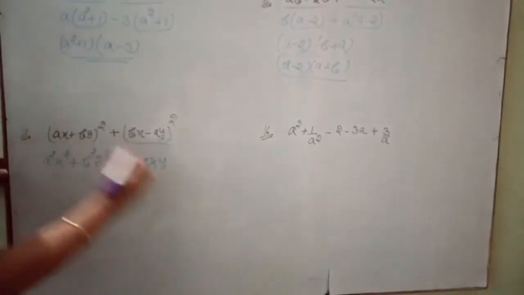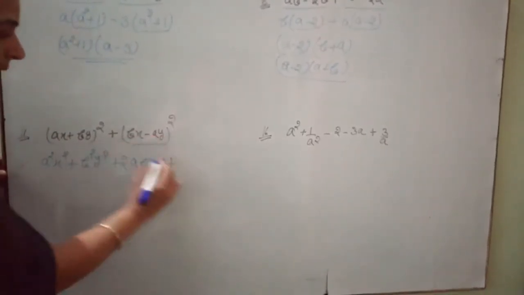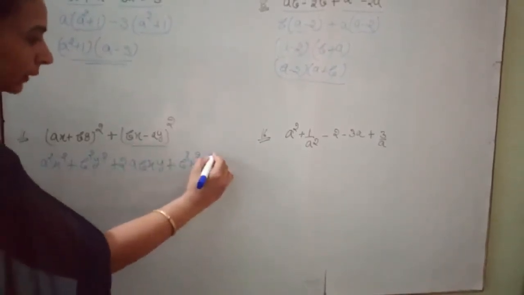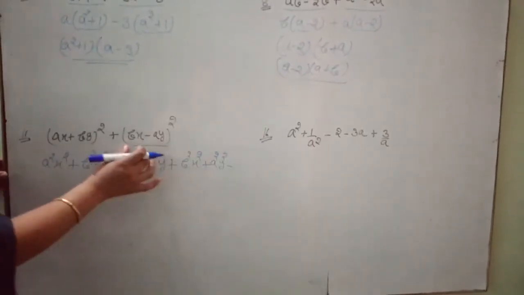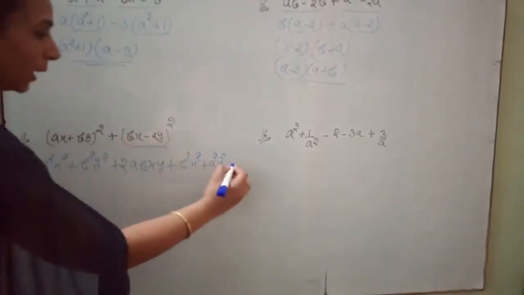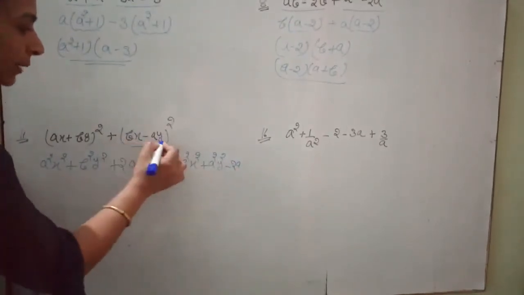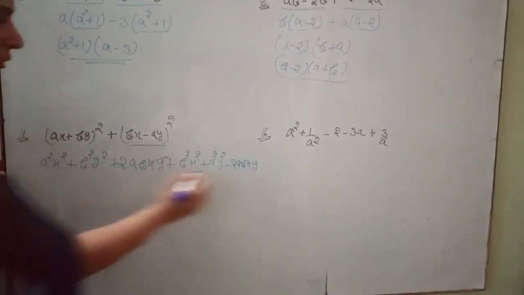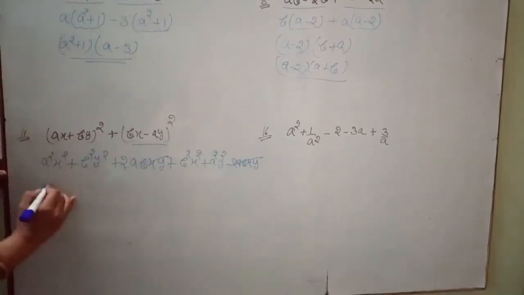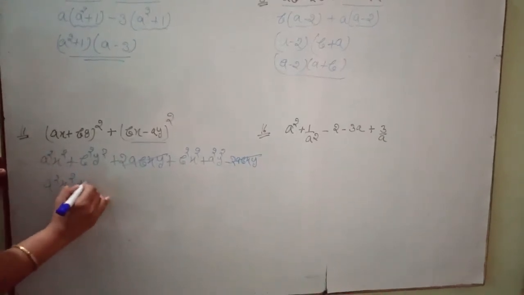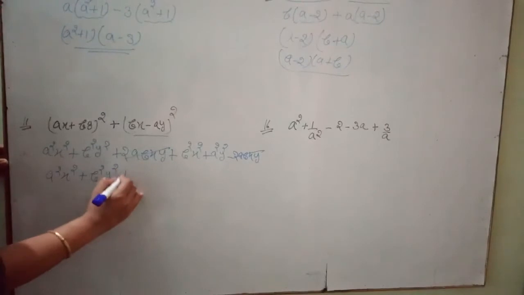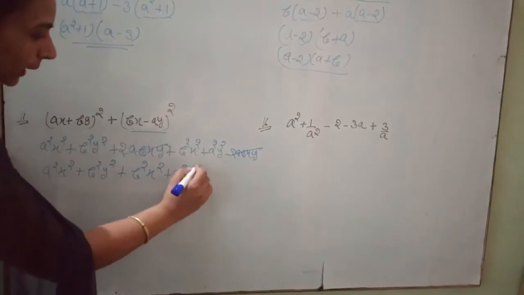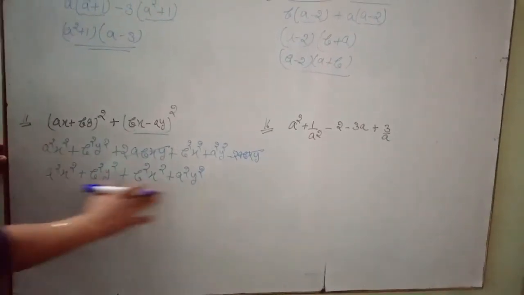Clear student? Same as before, plus then this identity: b square x square plus a square y square, then minus, because it is (a minus b) whole square, then 2abxy. The 2abxy terms cancel, then a square x square plus b square y square plus b square x square plus a square y square. There are a total of 4 terms: 1, 2, 3, 4.